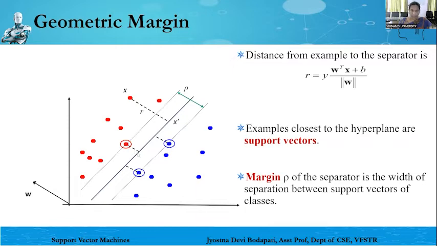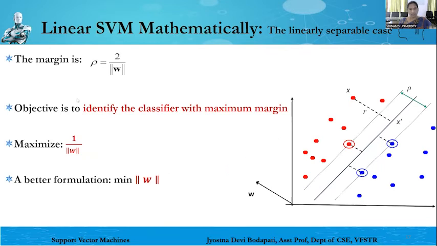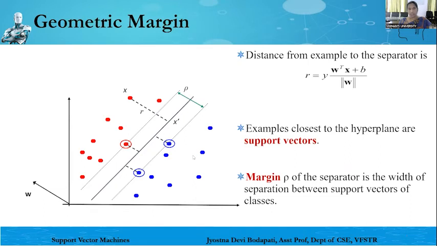So now we know how to identify this distance. Basically r is the distance between this point and the hyperplane, right? Similarly, we can identify the distance from this point to the hyperplane also. Once we get the distance from the boundary to the closest sample of the positive class and the negative class, if we sum them up, we get the width of the margin, that is rho, right? Then how do we get that? So rho can be represented as 2 by norm w. So how is it 2 by norm w? We'll just discuss that.